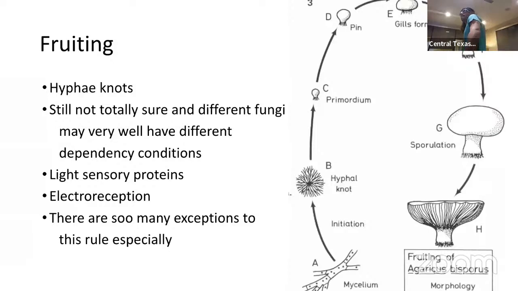Cool. So fruiting, like you were asking about, is extremely dependent on the species of mushroom. The only thing that we can really say combines most of them is something called a hyphae knot, and that happens through evaporation. The hyphae will actually come up with the water that is being evaporated, and they'll form these tight knots. And once conditions are right, from there, they will form the primordia.